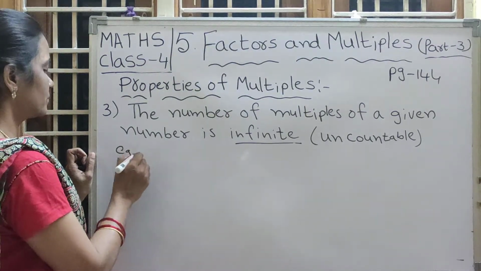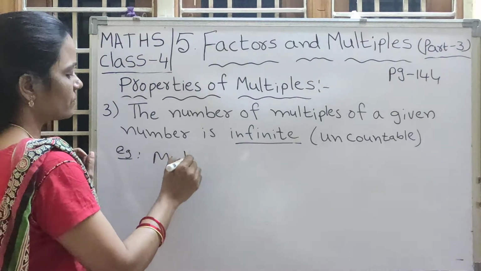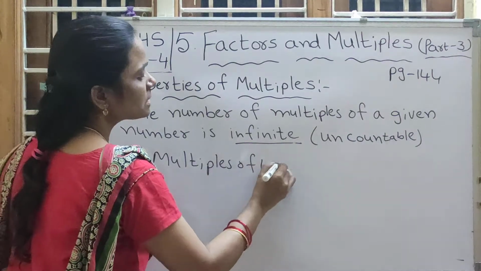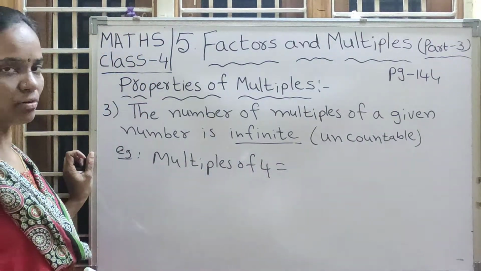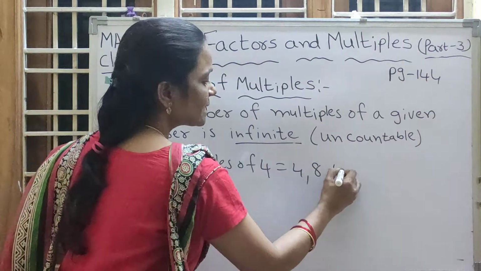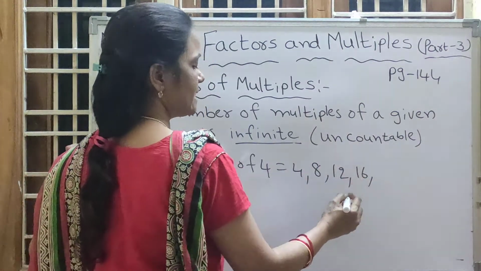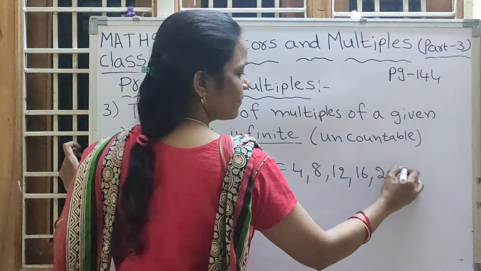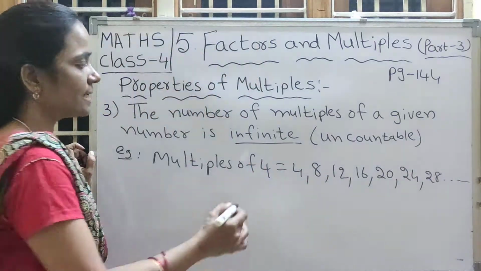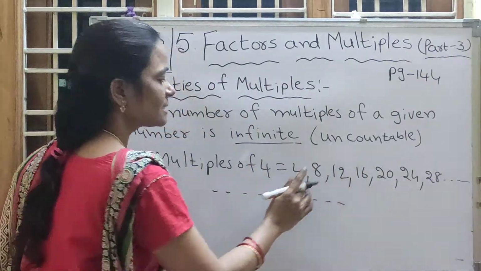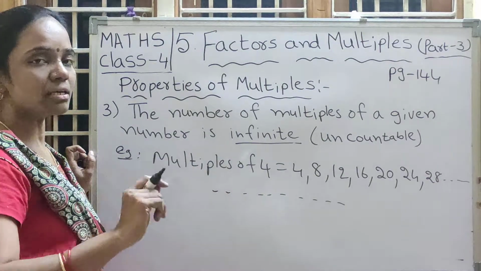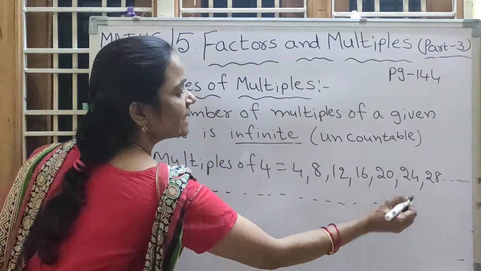Example, multiples of 4. What are multiples of 4? Multiples means nothing but the table we have to write. 4 1s are 4, 4 2s are 8, 4 3s are 12, 4 4s are 16, 4 5s are 20, 4 6s are 24, 4 7s are 28, and so on. Like that we can continue. Etc. means infinity. There is no end for the multiples. We can't count them.